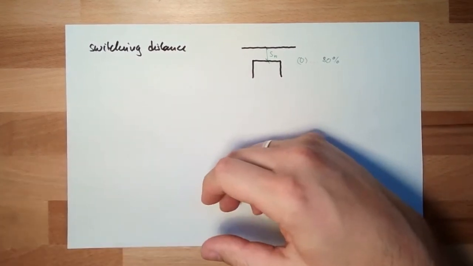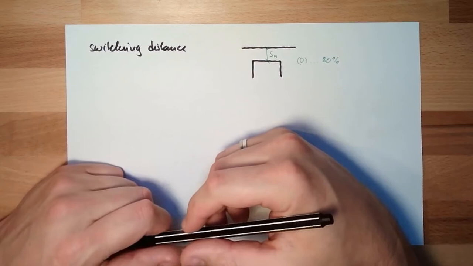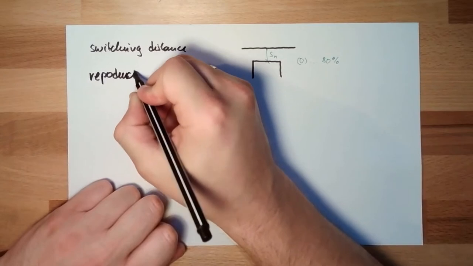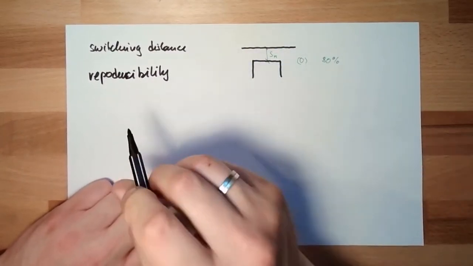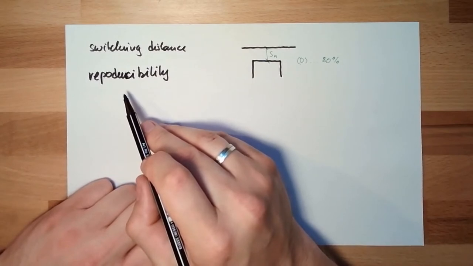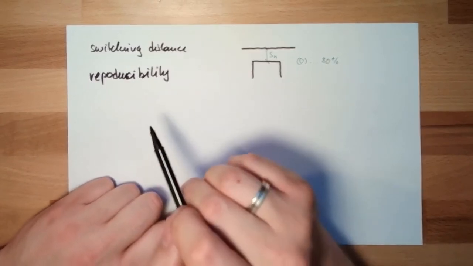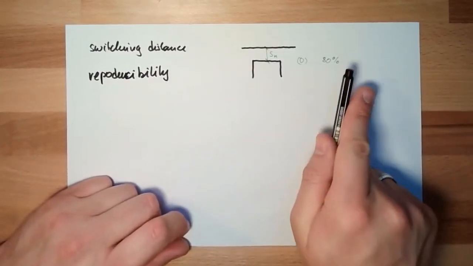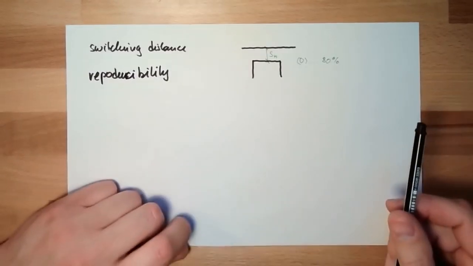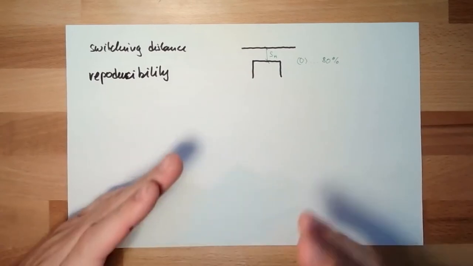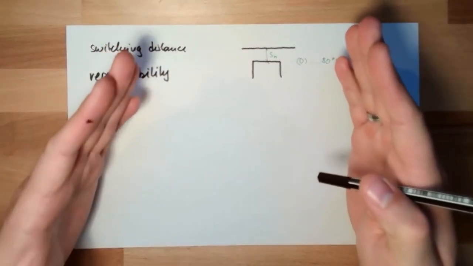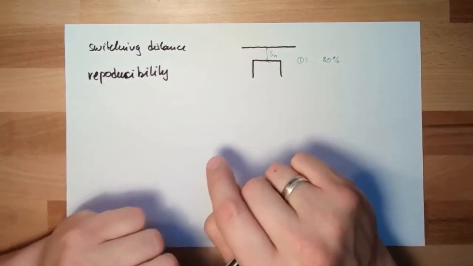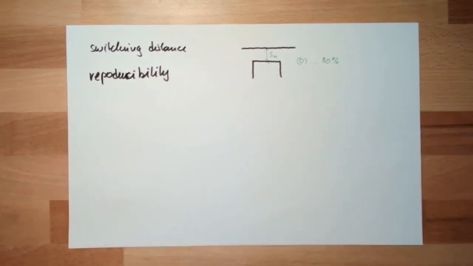Then there is something called reproducibility. This means if I switch two times, is there any difference between the two switchings? How accurate are those two? Wiederholgenauigkeit, Reproduzierbarkeit in German. Repeating, how accurate is this repeating, this switching? Then there's the hysteresis.